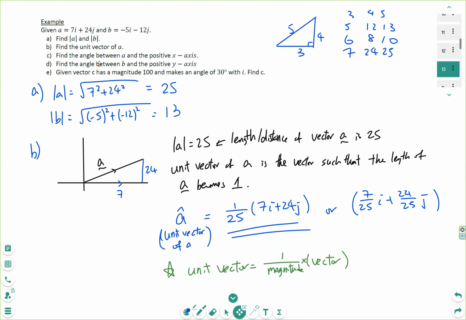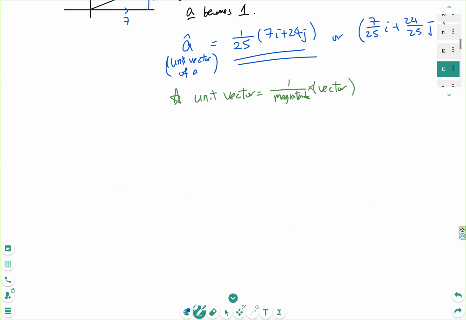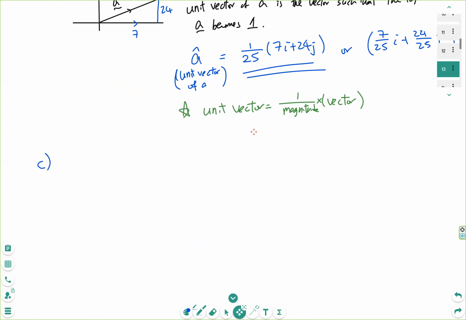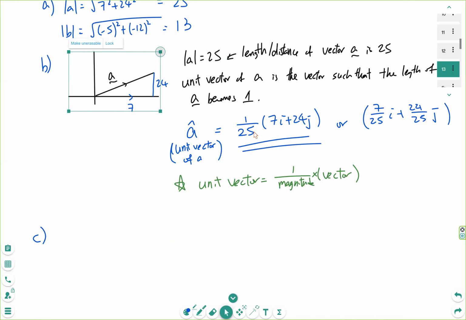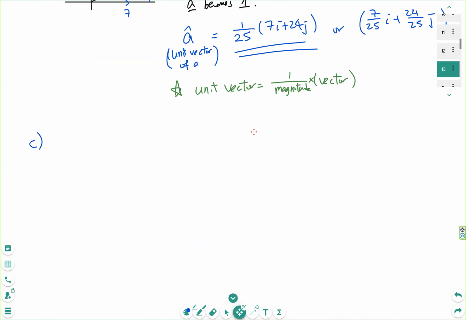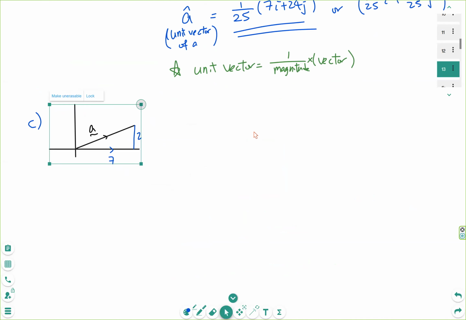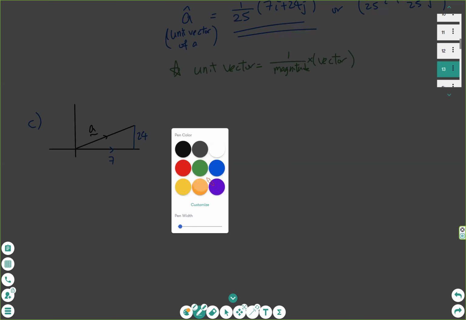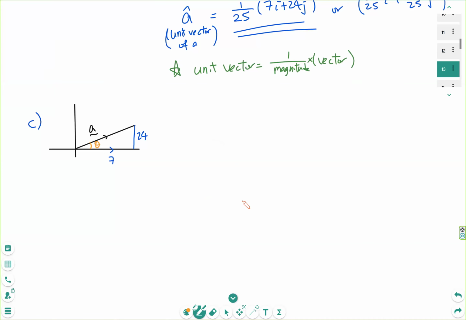Right, part C, find the angle between A and the positive x-axis. So part C, what I'll do is copy this diagram. The 4 is missing, so I'll just put the 4 in there. So I want to find the angle between A and the positive x-axis. So I'm looking for this angle theta in here. To find theta, we can use tan. Tan theta equals 24 over 7. So theta equals inverse tan of 24 over 7.